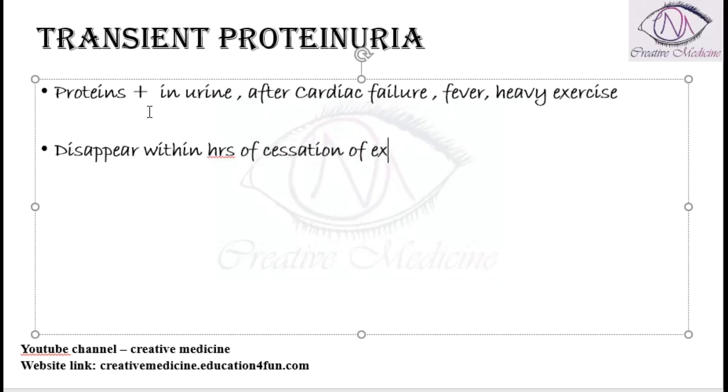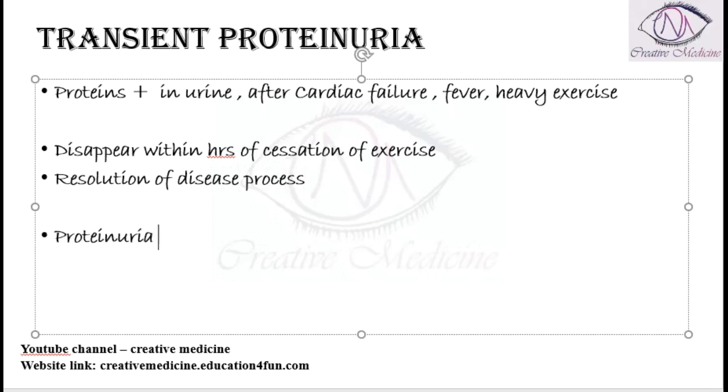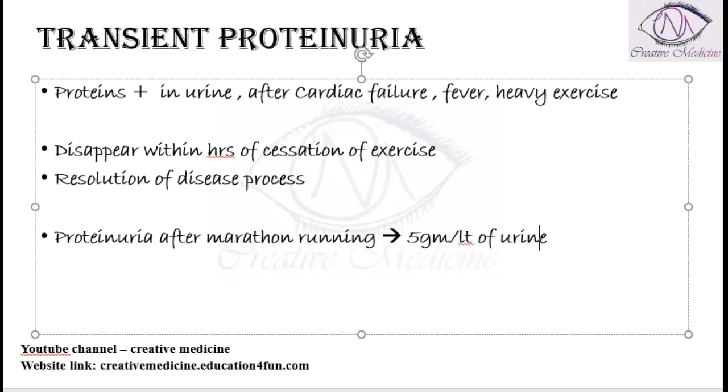Once the patient stops the exercise, the proteins will disappear and there is resolution of symptoms, and again when he starts the exercise again, proteinuria reappears. So this is what is seen. For example, if a person is a marathon runner, then after marathon running you might see proteinuria of almost 5 grams per liter of urine. So this is transient proteinuria.